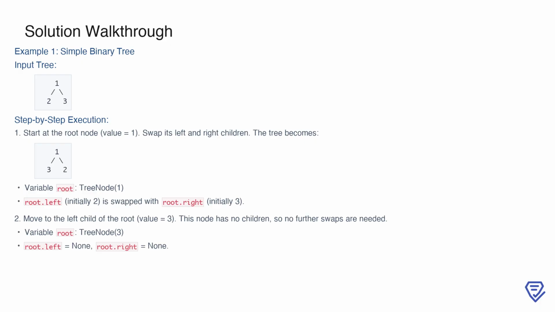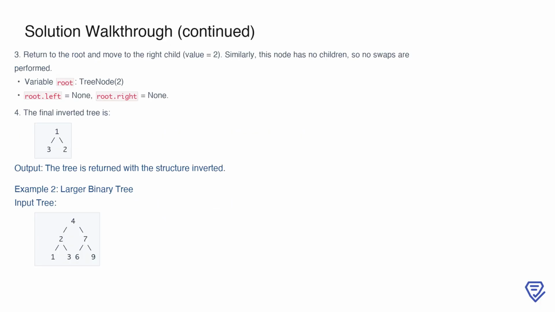Next, we move to the left child of the root, which is now the node with value 3. Since this node has no children, there are no further swaps to perform here. The left and right references for this node remain as None. This completes the processing for the left subtree of the root. Now, we return to the root and process the right child, which is the node with value 2. Similar to the left child, this node also has no children, so no swaps are performed. The left and right references for this node remain as None.